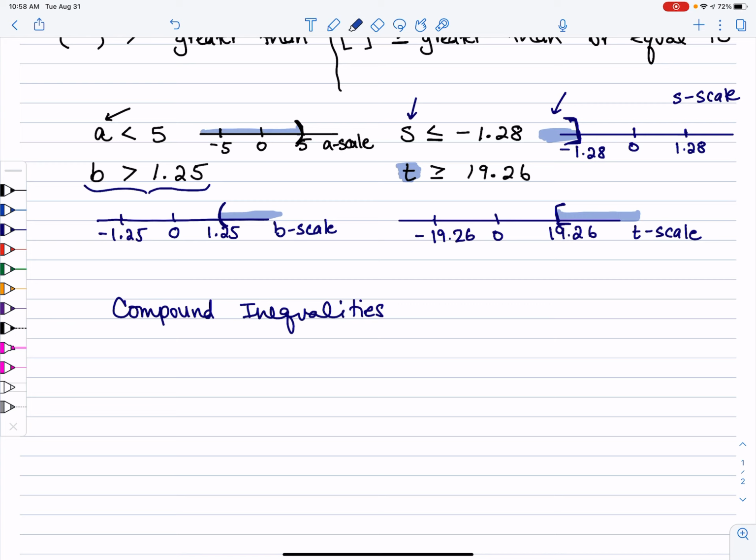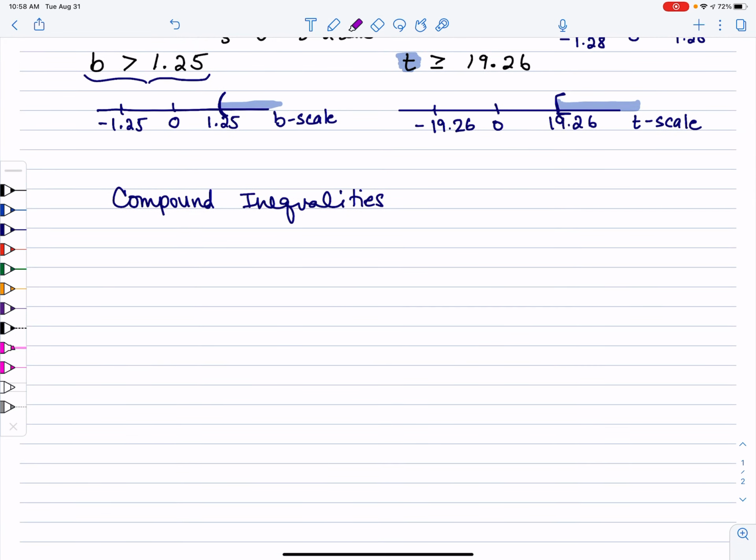So we can look at a couple of compound inequalities. So let's say we have negative 2.196, or negative 2 and 196 thousandths, is less than A, less than 1.456, or 1 and 456 thousandths.